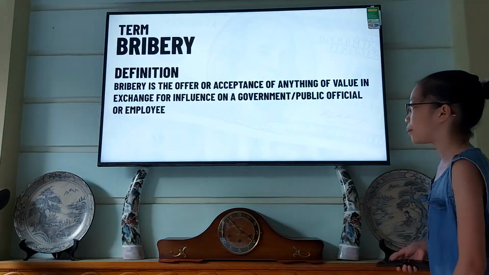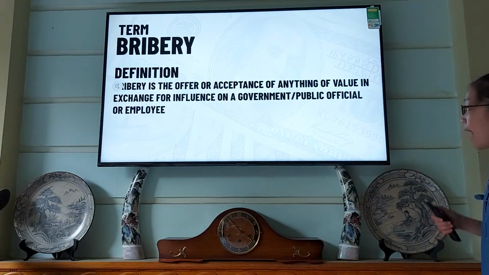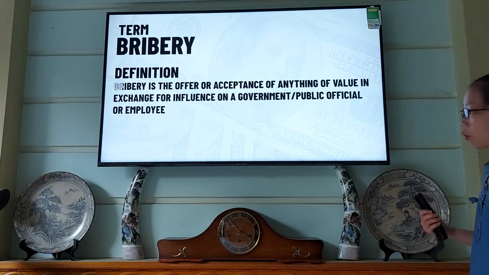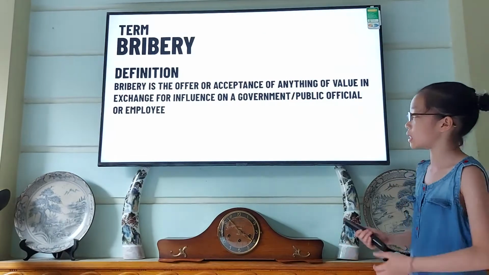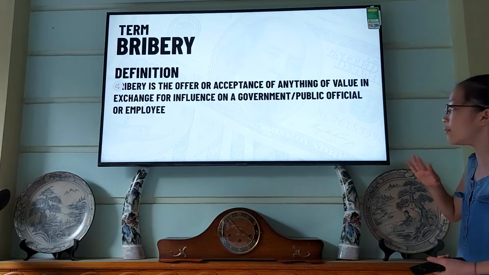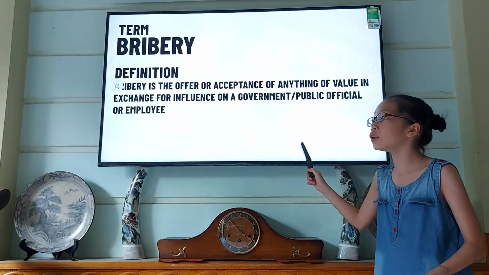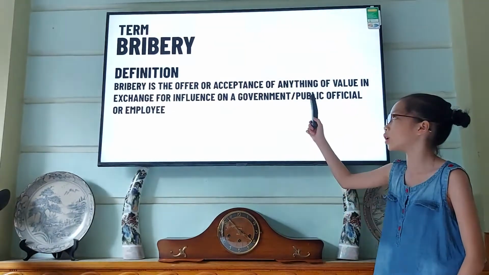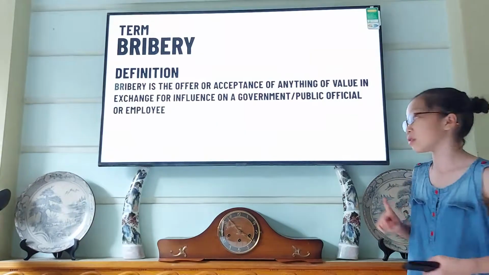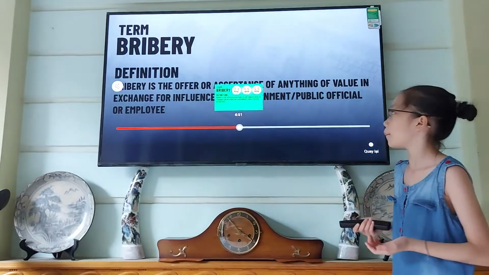Next we have bribery. The definition of bribery is the offer or acceptance of anything of value in exchange for influence on a government, public official, or employee. That is bribery. When you first read it, even though you know all the words in the definition, sometimes you don't know how to translate it right. So the best thing is to read it very slowly. Today I'll let you try to understand it more.